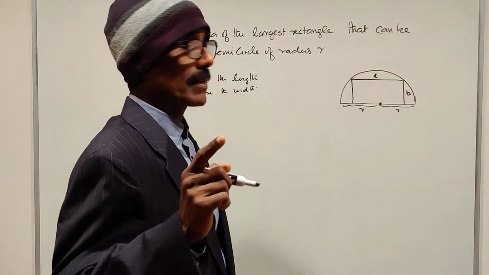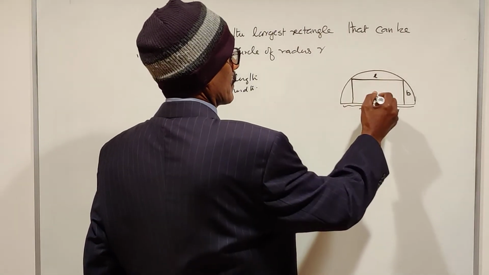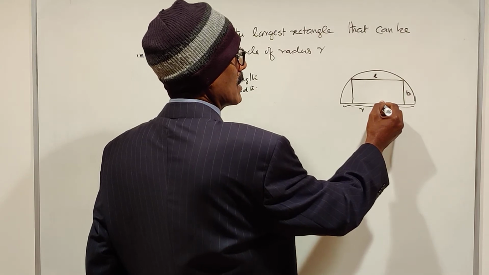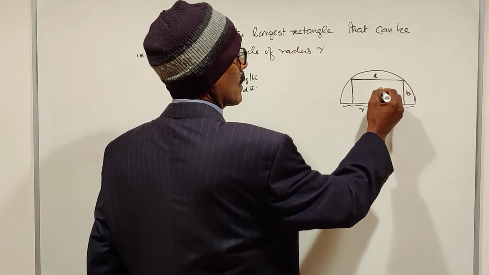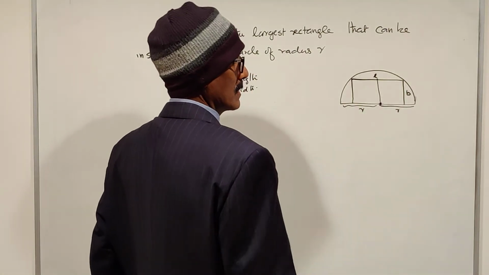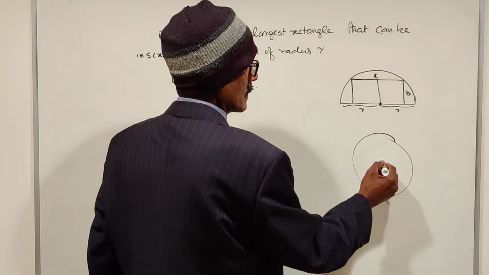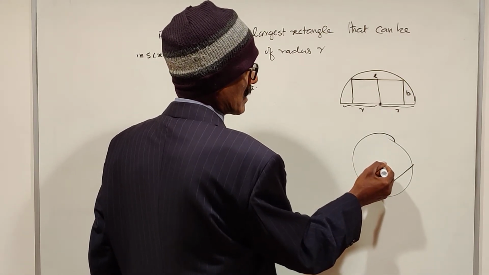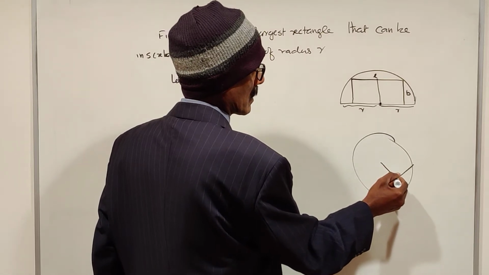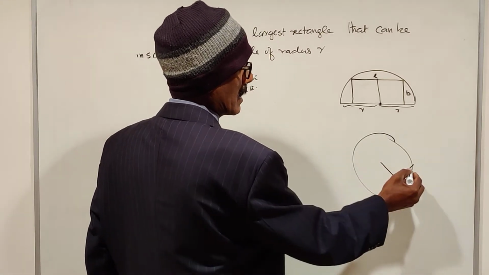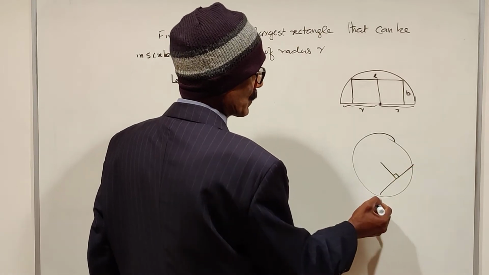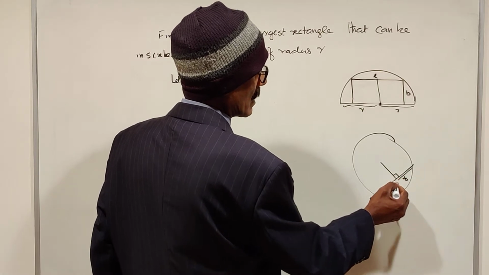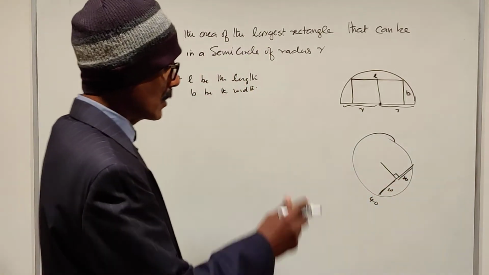There is a theorem: the perpendicular from the center of a circle to a chord bisects the chord. Draw a perpendicular from the center, this is 90 degrees, then it will bisect. If the total length of the chord is 40, then this part is 20 and this part is 20. That is the theorem, and we need to apply it here.